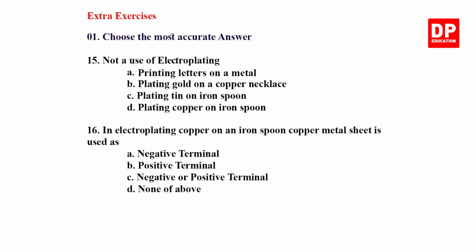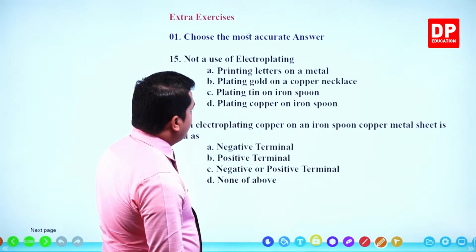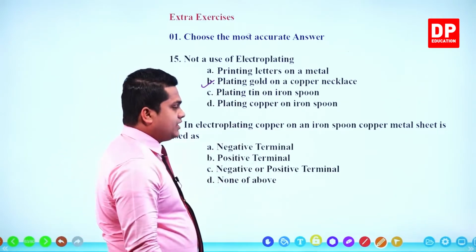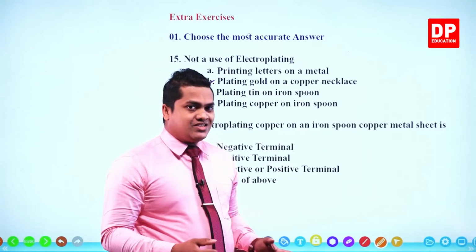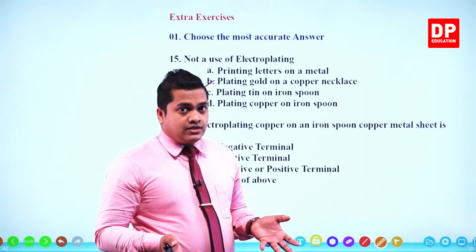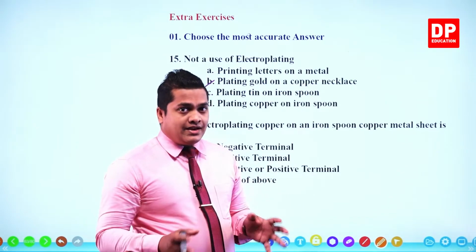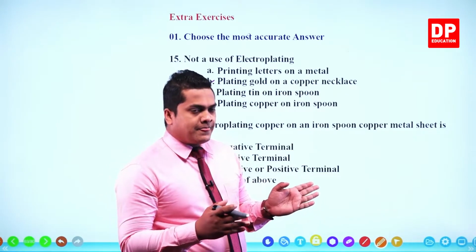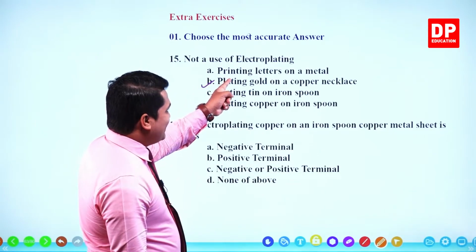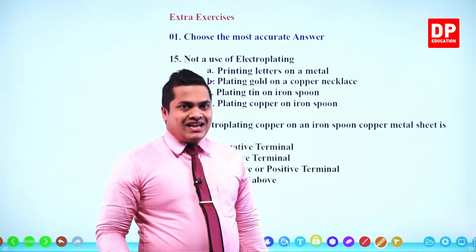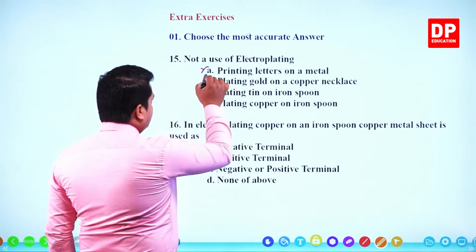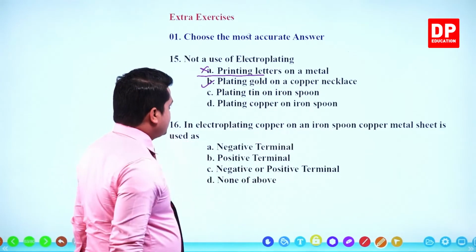Not a use of electroplating. So plating gold on a copper necklace. Now this is correct, my dear children. In the earlier case, the question was talking about making jewelries. Making jewelries is a different thing, and plating some kind of gold is a different thing. So that is correct. However, the first one, printing letters on a metal, in that case we are painting something, no? So this is incorrect. So this should be our answer, but however we'll check the other ones as well.